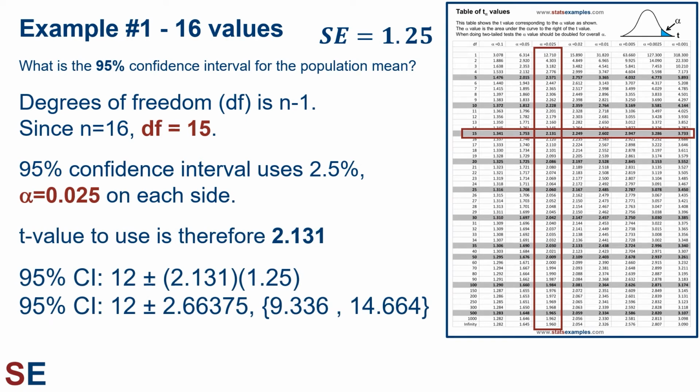Our 95% confidence interval will be 12, the sample mean, plus or minus 2.131, our t-value, multiplied by 1.25, our standard error. Multiplying this out gives us 12 plus or minus 2.66375, which would give us a range of 9.336 to 14.664 for our 95% confidence interval. We can then say, based on our sample data, that we are 95% confident that the population mean is somewhere between 9.336 and 14.664. There is a 5% chance that it's not in that range, but there's a much higher probability that it is inside our confidence interval.